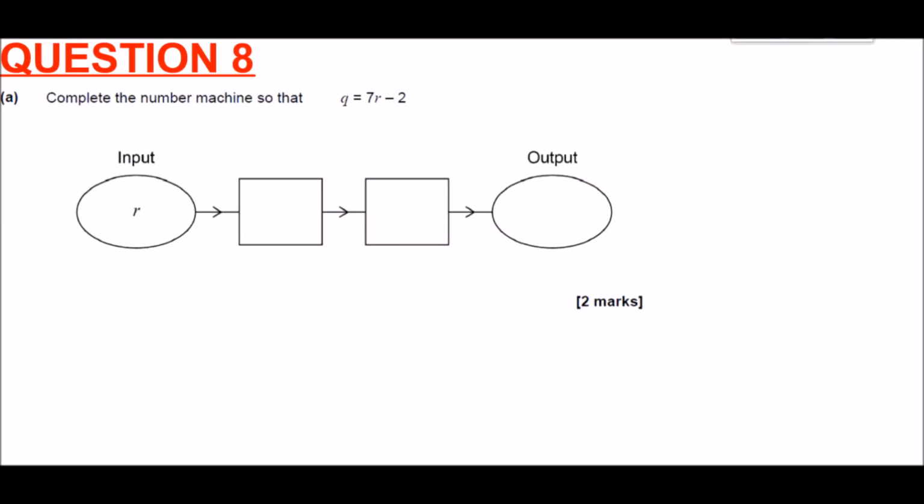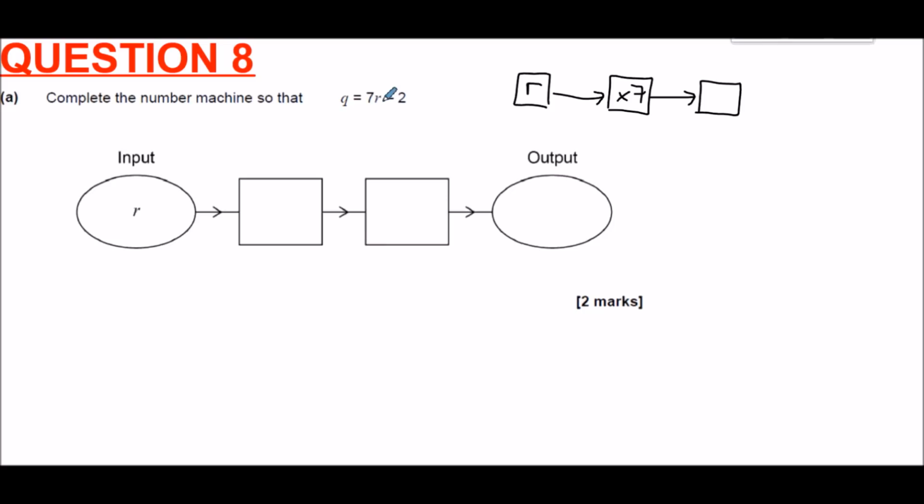Question 8. Complete the number machine so that Q equals 7R minus 12. So what we can do here is think about what's happening to R according to this formula. So if we start with R, think what's the first thing that happens to it? The first number that R encounters is the 7. 7R means 7 multiplied by R. So the first thing is R's being multiplied by 7.